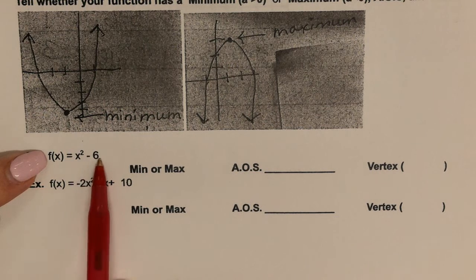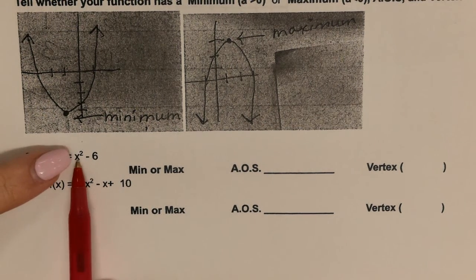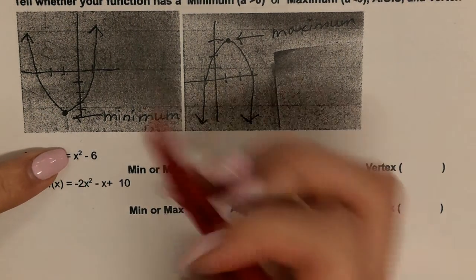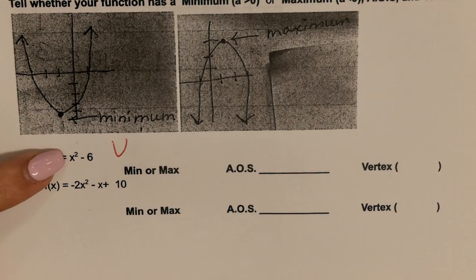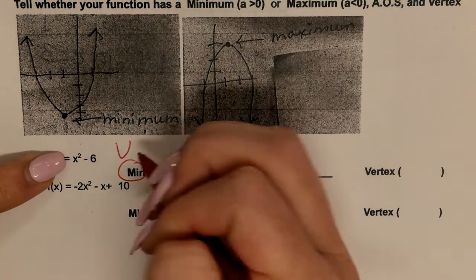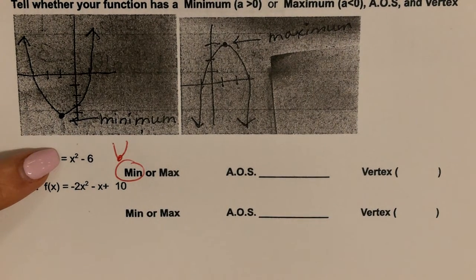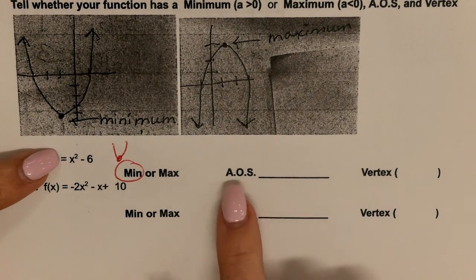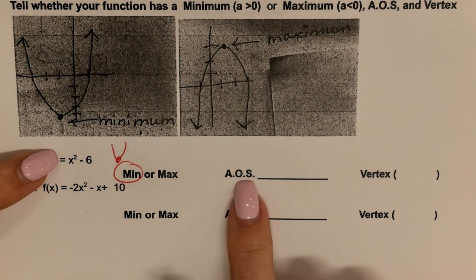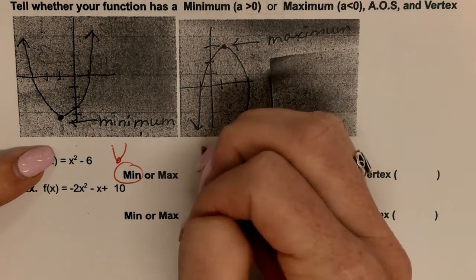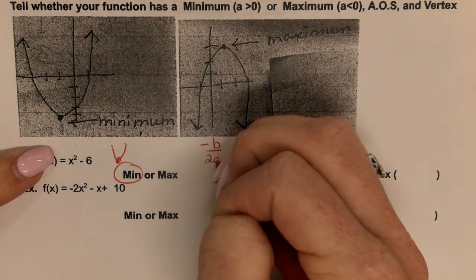X squared minus 6. Would this be a happy face or sad face? So would it have a minimum or maximum? A minimum, the smallest point. That would be my vertex. To find the axis of symmetry, you have to use the formula I taught you. Negative b over 2a.